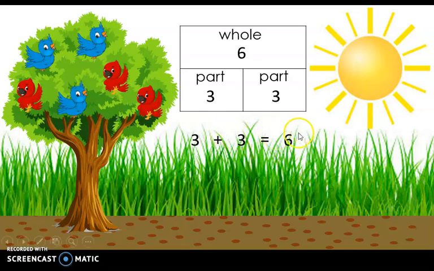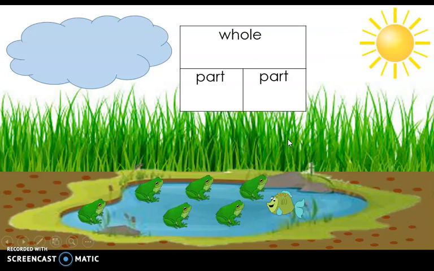Awesome, because we're going to do one more of these together just to make sure before we start today's workbook lesson, okay? So now we're looking at the pond that's near the back of my yard, close to my garden and my tree. And I have some little creatures swimming in my pond. I have some frogs and I have some fish. Let's count how many frogs there are in my pond. Okay, let's count together. 1, 2, 3, 4, 5, 6.